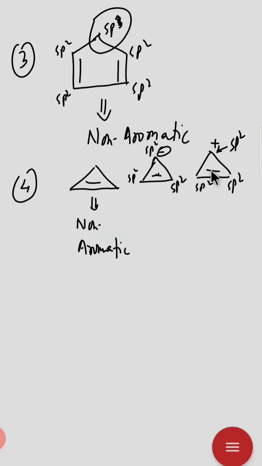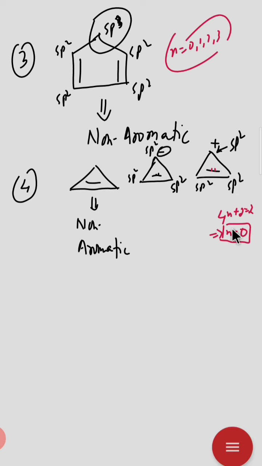In this case, count the number of pi electrons and equate it to 4n plus 2. It is equal to 2, so the value of n is 0. The value of n can be 0, 1, 2, 3 and so on, so with n equal to 0 it follows Hückel's rule, which means this compound is aromatic.